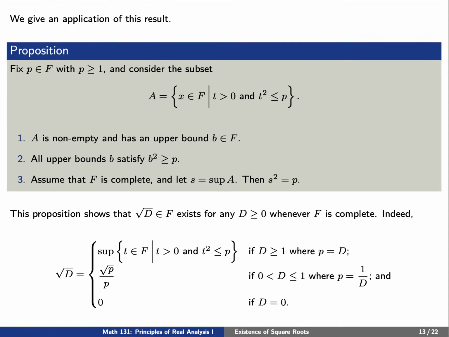Let's consider three cases. First, let's say that our capital D is greater than or equal to 1. In this case, we'll just use the proposition by setting p equal to d, and we realize that our square root is simply the supremum of this set. Next, let's say that d is greater than 0, but less than or equal to 1. Now we can consider p to be the reciprocal of d, so that p is greater than or equal to 1. Again, we'll use the proposition up above, and now we'll see that our square root of d can be written as the square root of p divided by p. Finally, when d is equal to 0, we'll just define its square root to be 0.